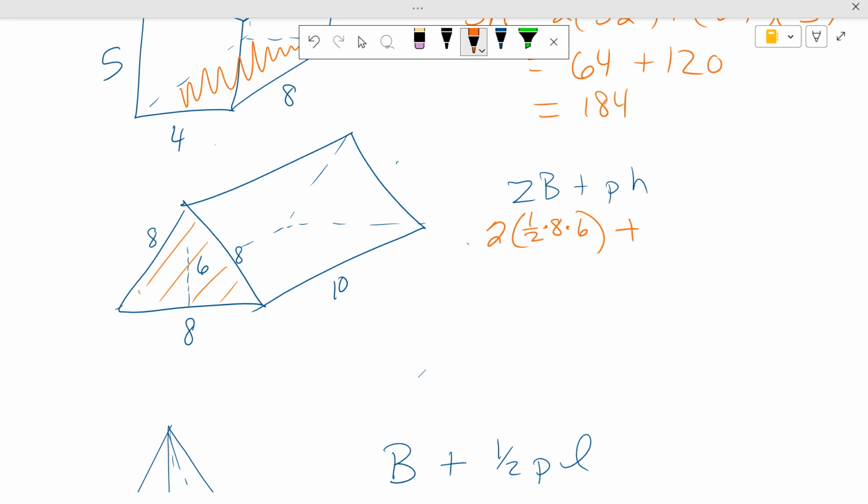What's the perimeter of the base? 24. And the height? Don't say 6, because it's not 6. It's 10. The height is the distance between the two bases. Here's a base, here's a base. The distance between is the height. Okay, so this is 48. This is 240. This is 288.